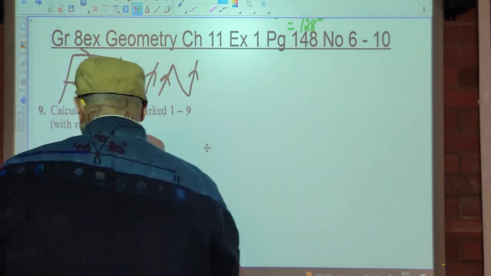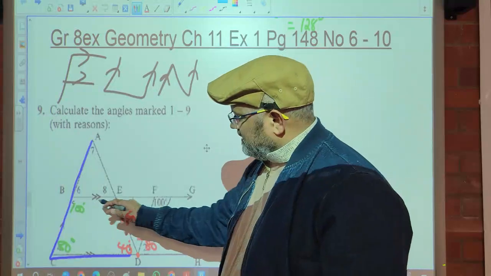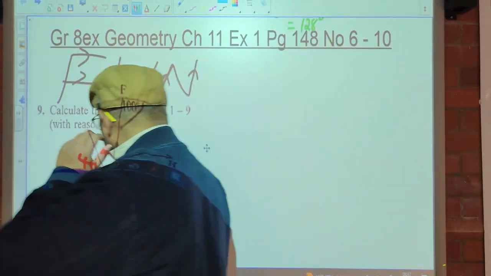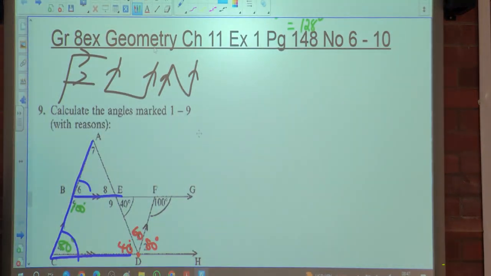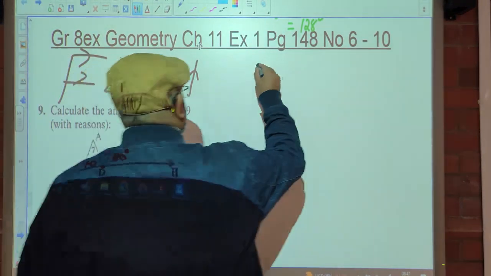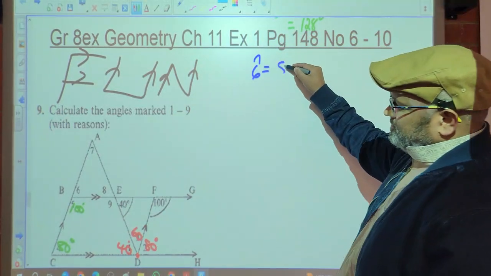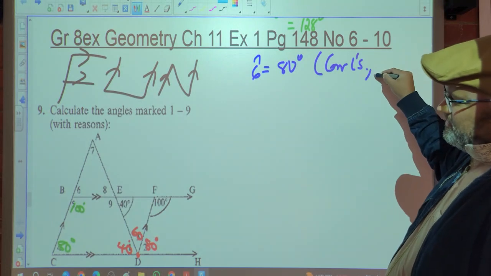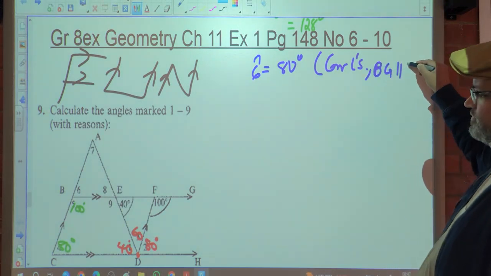Okay. So you see angle 6 is equal to 80. Why? Corresponding angles, okay? Corresponding angles with PG being parallel to CH.